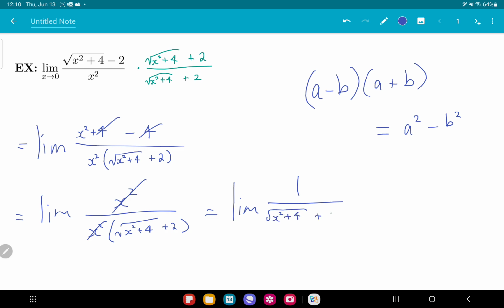You'll recall at the beginning, I couldn't plug in 0 here because I had 0 over 0, but now that problem is gone. So I can just plug in here. X is still going to 0. Plug it in. What do you get? You get root 4 plus 2 downstairs, which is 1 over 4. Lovely.